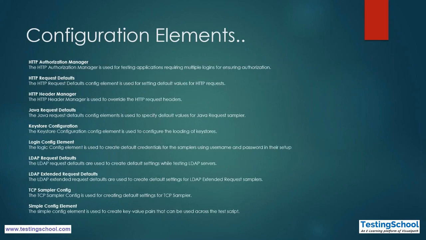Apart from these, we have specific sampler config elements like LDAP Request Defaults, TCP Sampler Config, and Java Request Defaults. The most used is HTTP Request Defaults, which will be used in your web test plan, where if you want to give a definite variable such as host name or port name, you can directly configure it in your HTTP Request Defaults, and it will be used throughout all the samplers which are HTTP requests.